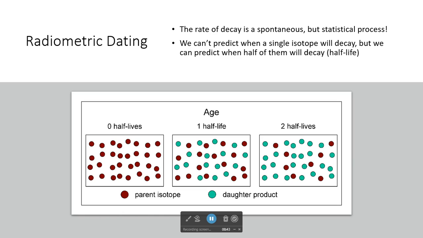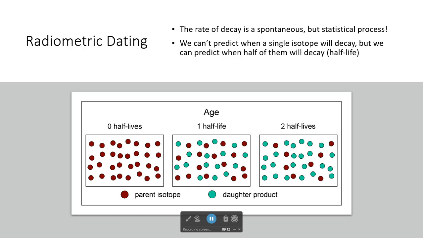Now after a given amount of time, let's say for this example 100 years, we see that half of those parent isotopes have now decayed into a daughter product. Say another 100 years has passed, so 200 years total. We're going to get another half of those remaining parent isotopes decaying, and more daughter products indicated in the blue.